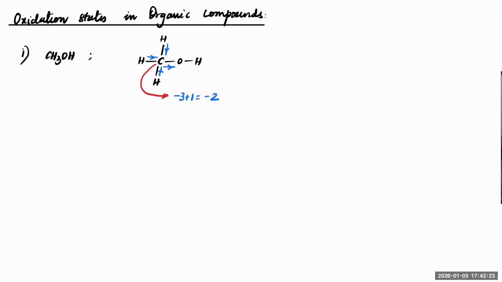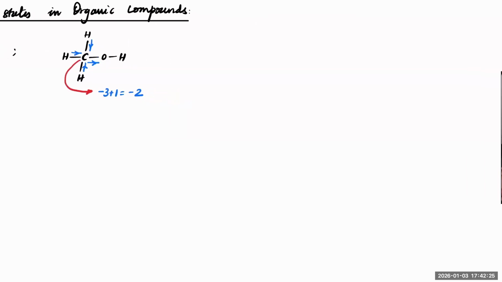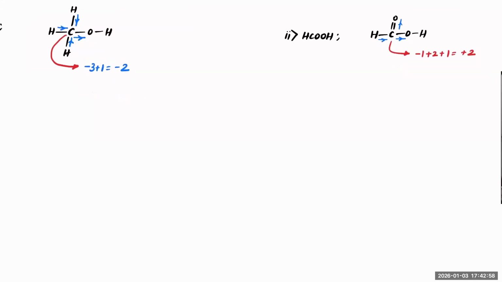Likewise, in case you have formic acid, HCOOH, which means the structure is HC double bond O, O and H. Now you can notice from here it is gaining, it is losing two, losing one here. That's why oxidation state now will be one gain and two loss and one more loss. So total +2 oxidation state. Correct?